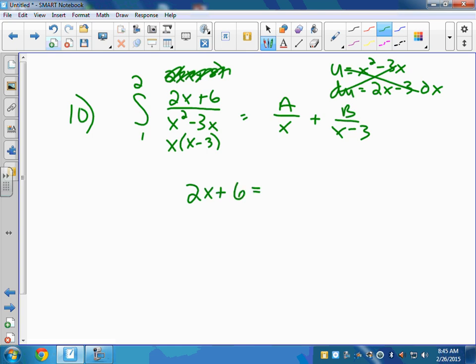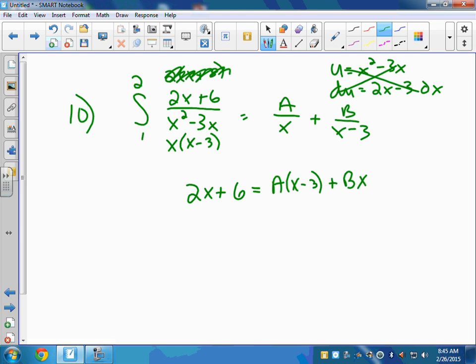I write this out so that I remember what goes where, but I don't really show my work very well on this anymore because I know stuff's going to cancel. I'm going to multiply by this, so this side I just get 2x plus 6. This side I'm just going to get a times x minus 3 plus b times x. And remember, if you switch those, that's okay. It just means your answer will be backwards from mine, but in the end it should work out the same.